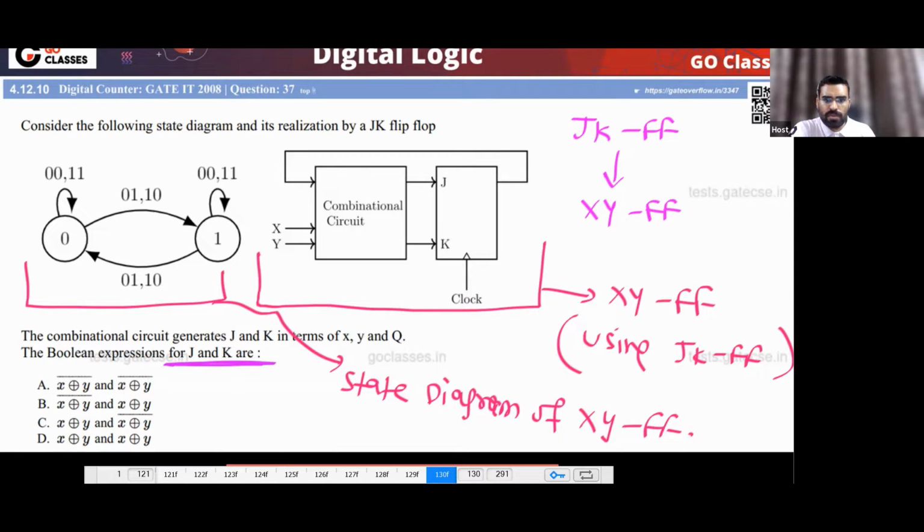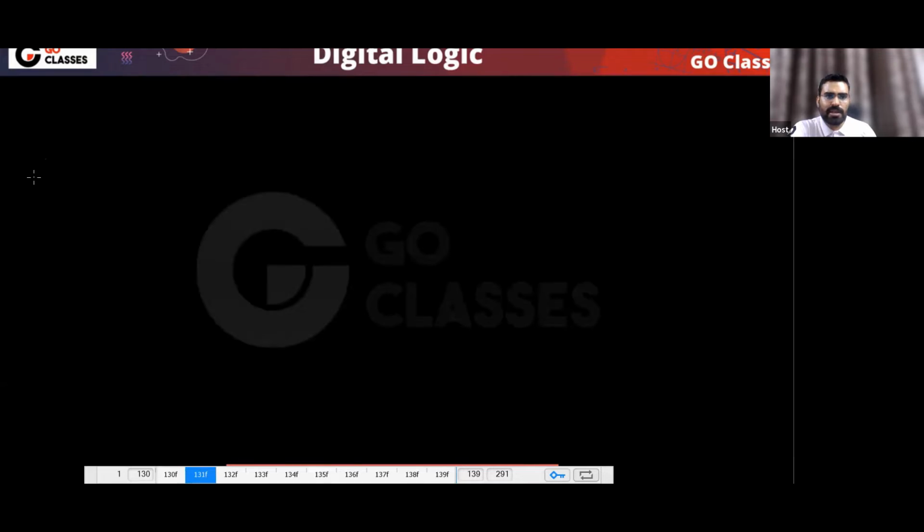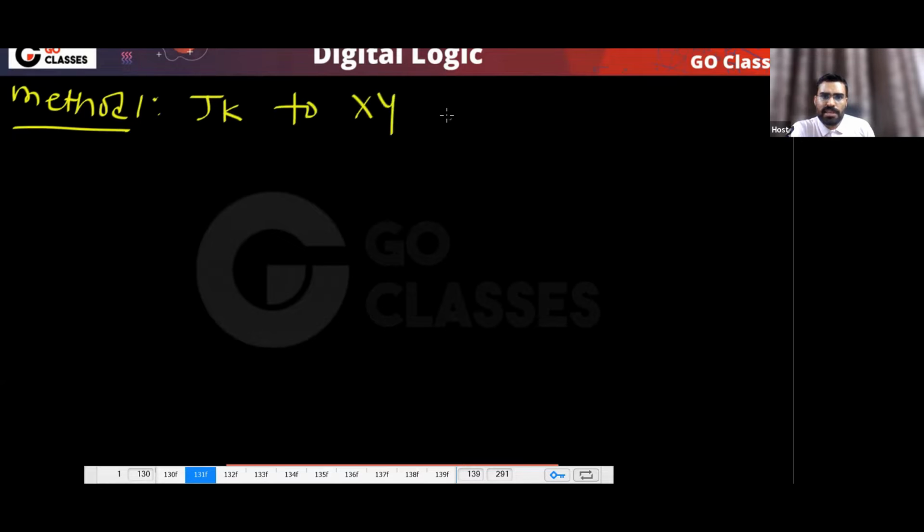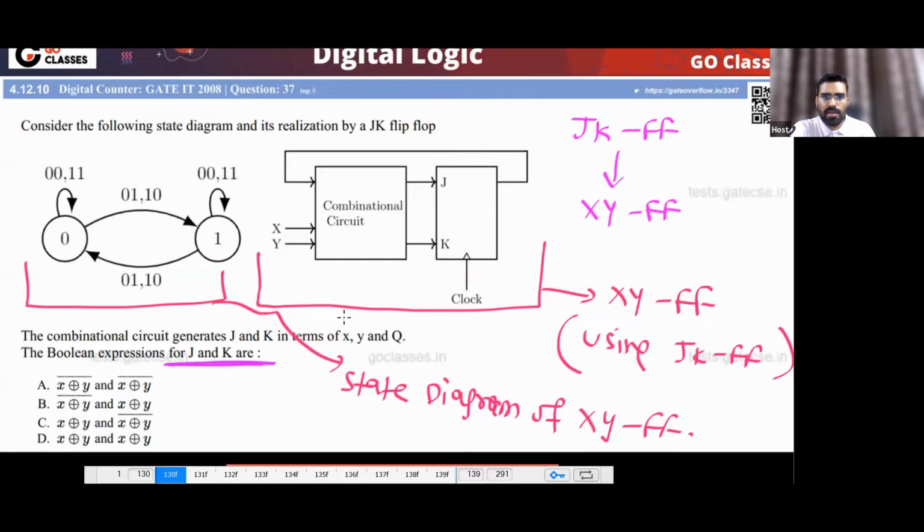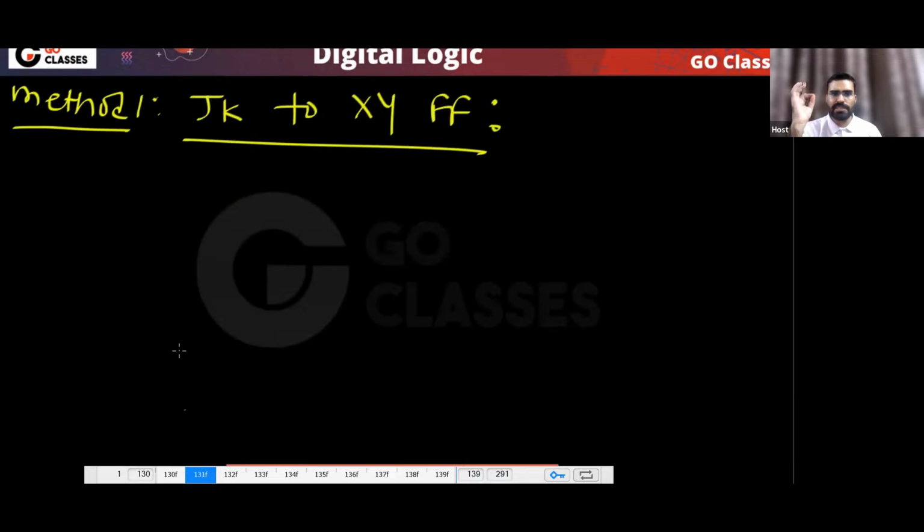So how will you do it? Now, let me tell you method number 1, the inefficient method. Method 1 is the conversion method: convert JK flip-flop to XY flip-flop. This method is inefficient for this particular question because you can check out the options. Method number 2 will be to check out the options. Anyway, let's see method number 1.